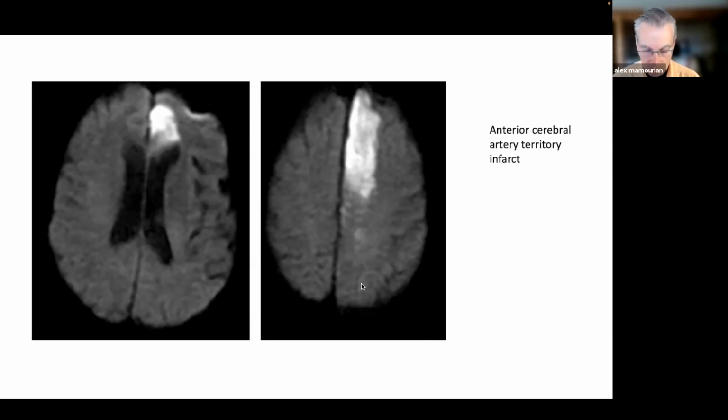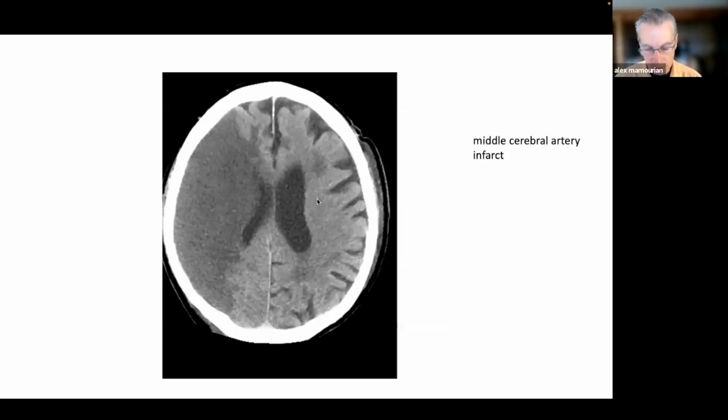And we have some other flows probably coming from the posterior cerebral artery. So again, ACA territory infarct in this patient.